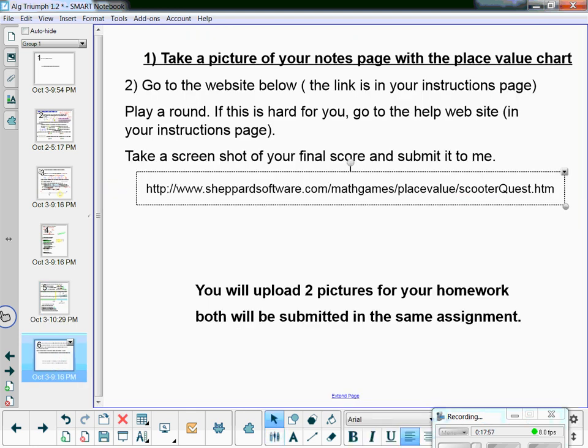Finally, take a picture of your notes page with the place value chart. Go to the website below. The link is in your instructions page. Play a round. We're going to change this. I want you to play 3 rounds. If it is hard for you, go to the help website in your instructions page. Take a screenshot of your final score and submit it to me. And if it doesn't show you a final score, click the 4th round and screenshot. I'll take that too. You will upload 2 pictures from your homework. Both will be submitted in the same assignment. They will be submitted to this lesson.